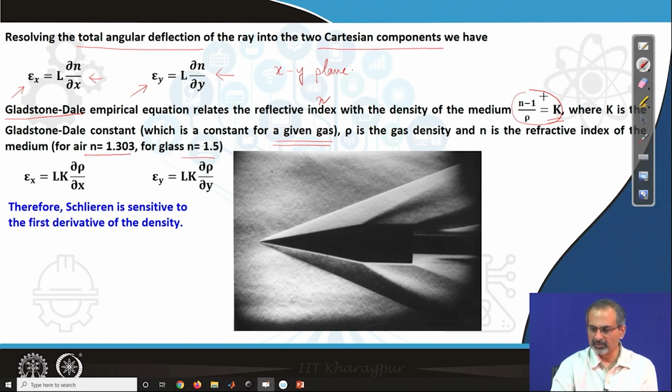If you couple this equation with the ones which we already wrote on top, you get epsilon x equal to Lk times del rho del x, epsilon y is Lk times del rho del y. In terms of the first order derivatives of density, you have now expressed the components of epsilon. You are seeing a typical Schlieren flow visualization of a sharp edged model placed in the test section of a wind tunnel. A very important thing that you should recall is that Schlieren imaging is sensitive to the first derivative of the density.